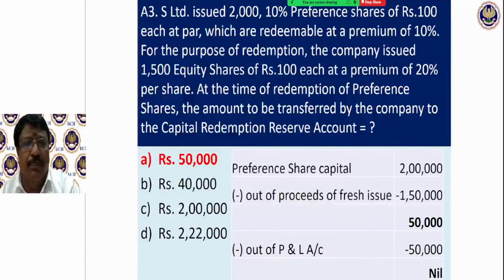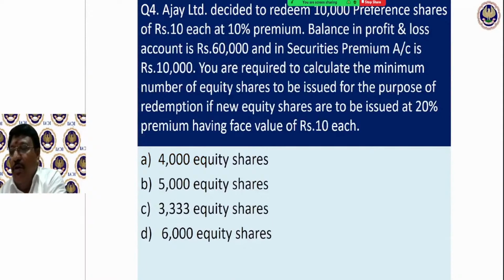No transfer to CRR. In the earlier example, 50,000 will be the amount transferred to CRR because that is the amount you're going to utilize from profits. The amount that you're utilizing from profits only will have to be transferred to CRR. Got it? Correct.